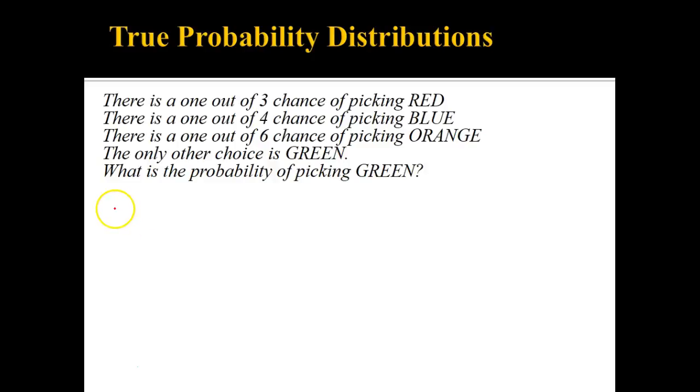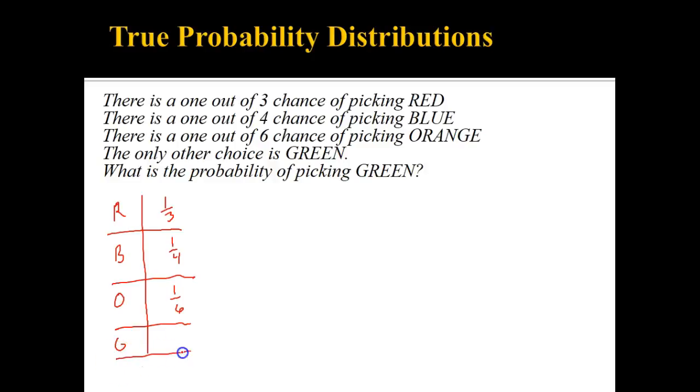The probability of picking red is 1 out of 3. The probability of picking blue is 1 out of 4. The probability of picking orange is 1 out of 6. And the probability of picking green, well, I didn't tell you what that is. So that one we're going to have to fill in. So I can write that as a chart. We've seen that before. And we would say X and P over here.